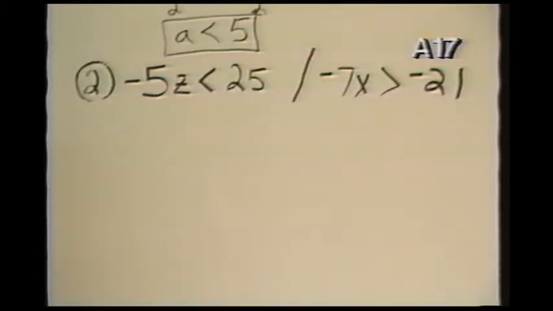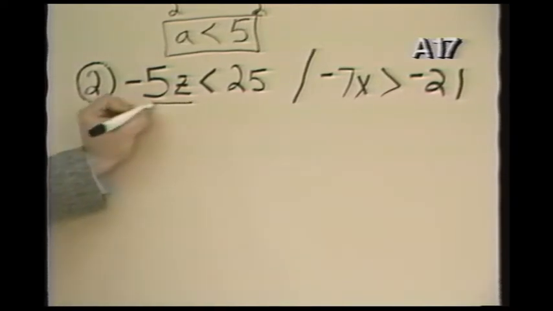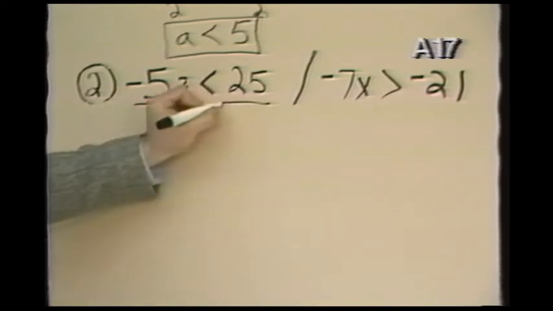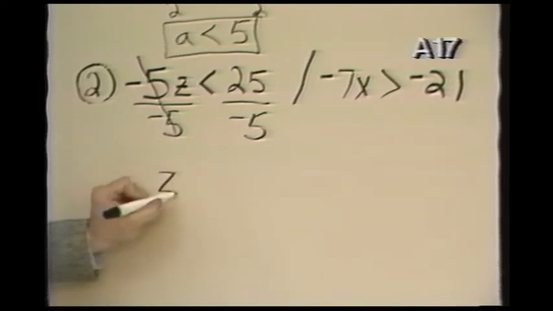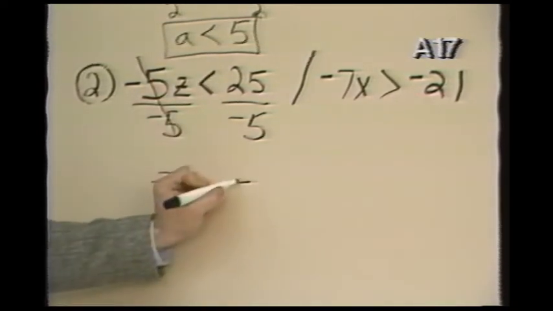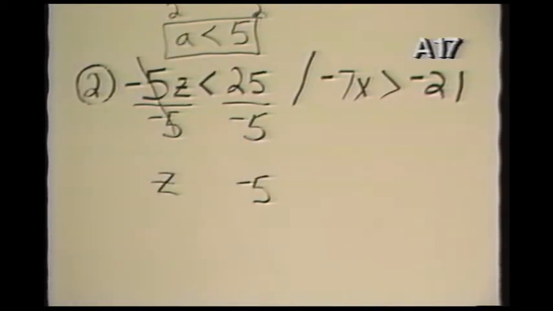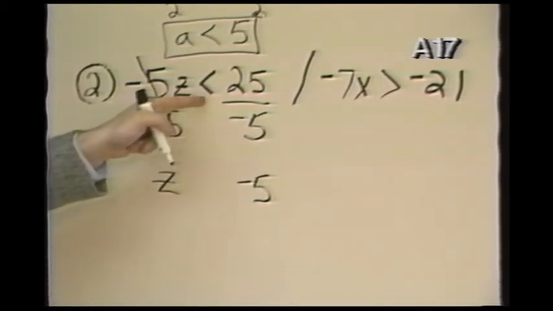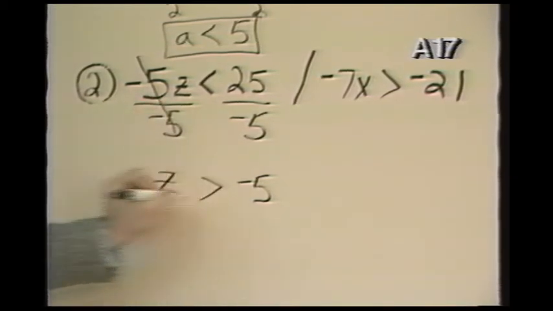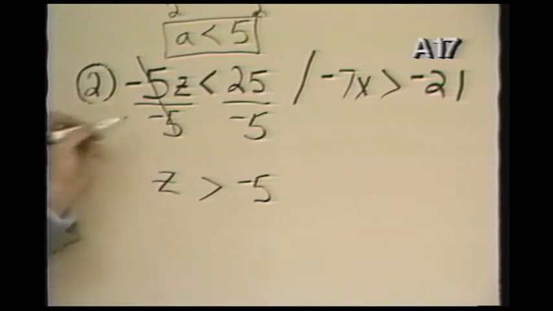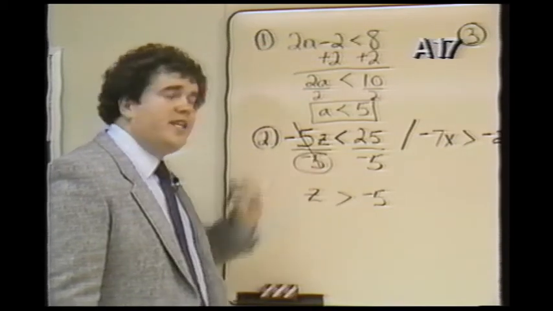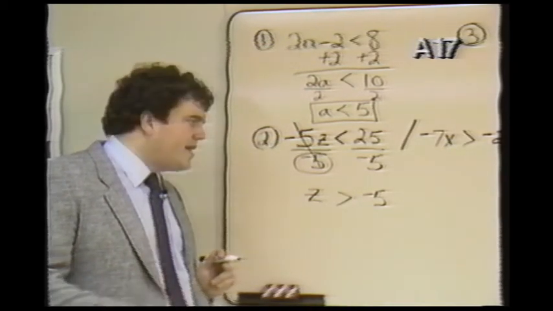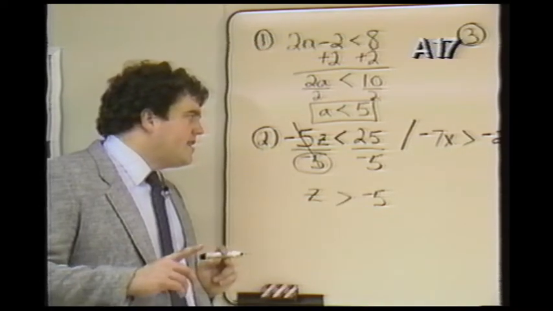Problem number 2. Negative 5z is less than 25. Now, the regular way to solve this is to divide each side by negative 5. I have no problem with that. Negative 5z divided by negative 5 is z. 25 divided by negative 5 is negative 5. But what happens? This less than sign turns to a greater than sign. Whenever we divide by a negative number, we change the direction of the sign. So less than signs become greater than signs, and greater than signs become less than signs.